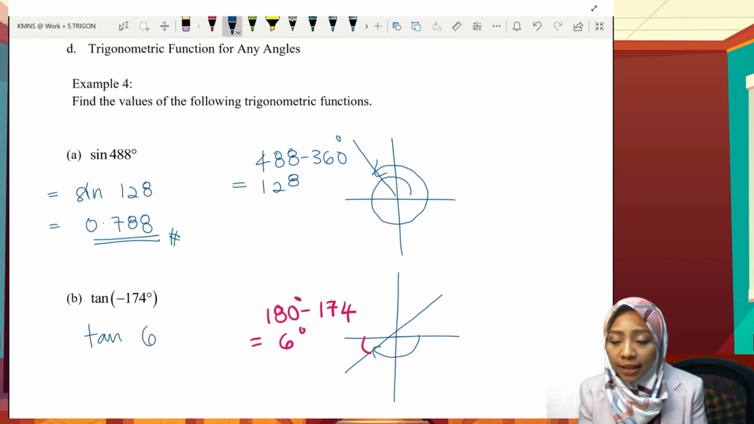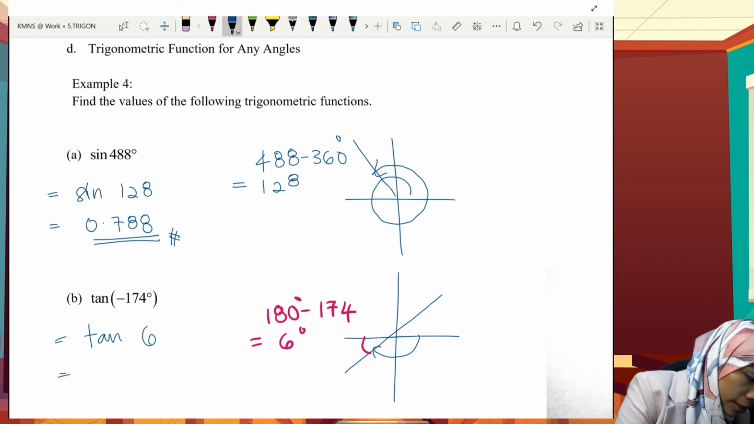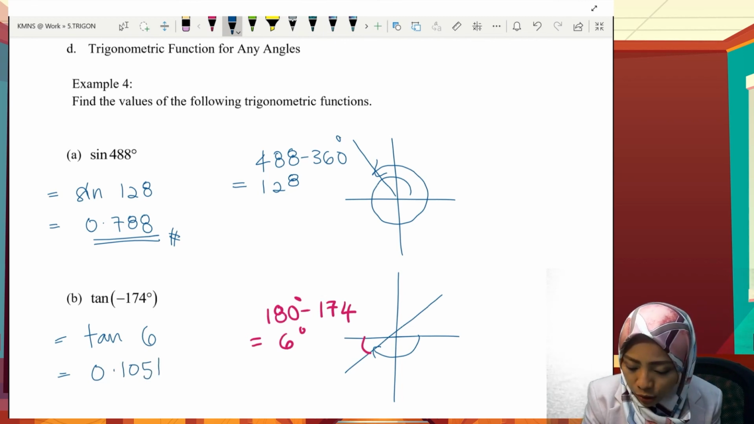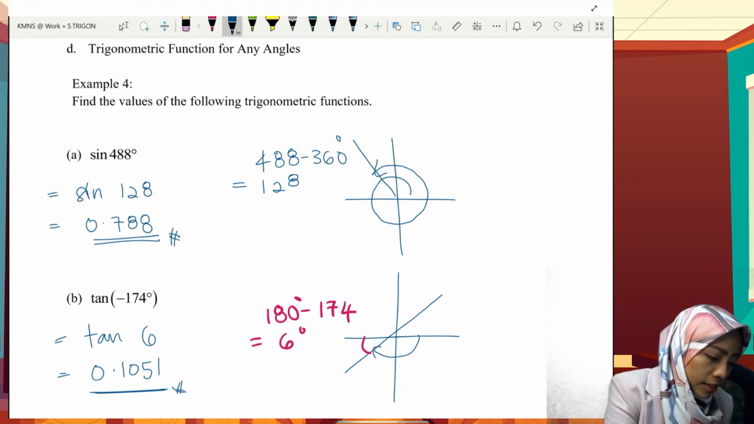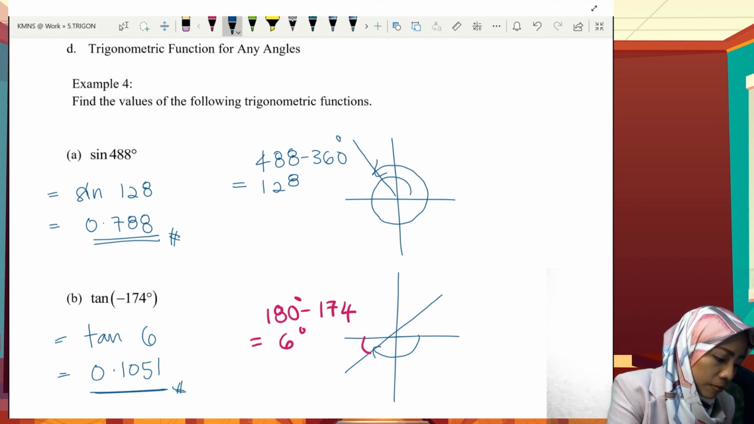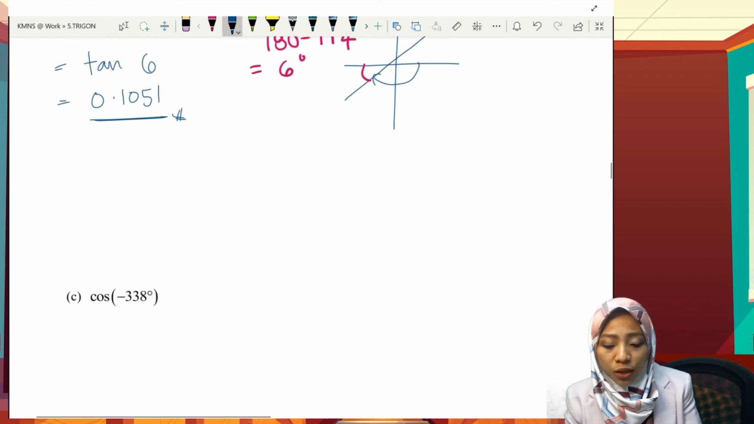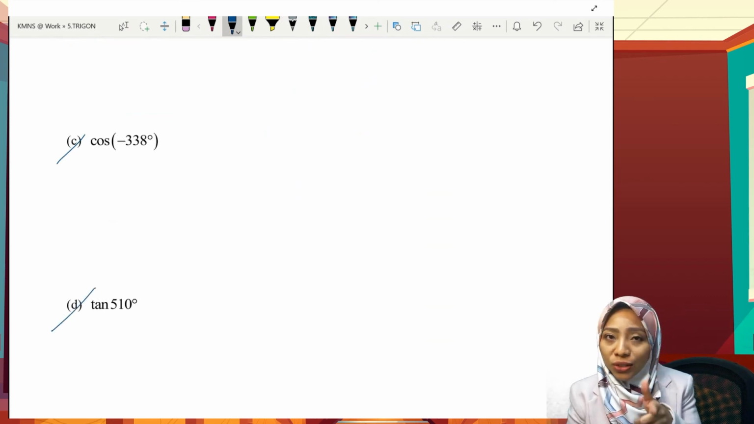Tangent in the second quadrant is positive. So you press your calculator, and tan 6 will give you 0.1051, which is equivalent to tan negative 174. Okay, so I let you try these two examples yourself.